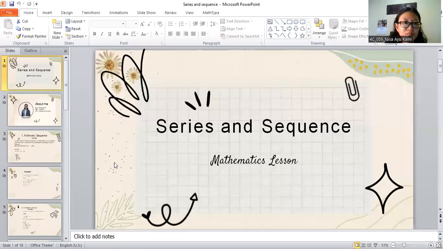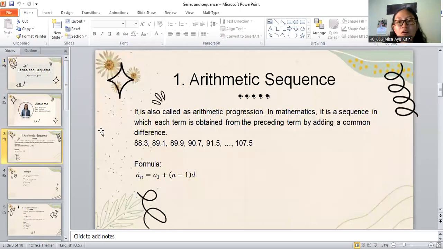Okay, today we're going to learn about series and sequence. For the first material, about arithmetic sequence, let's start. What is an arithmetic sequence? It is also called an arithmetic progression in mathematics. It is a sequence in which a term is obtained from the preceding term by adding the common difference.